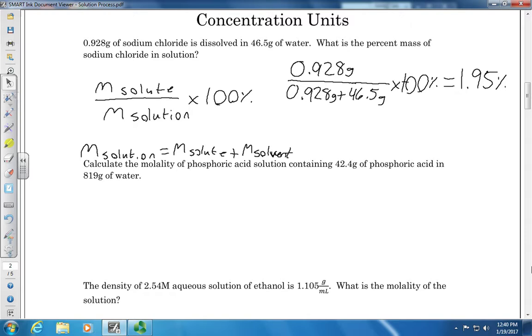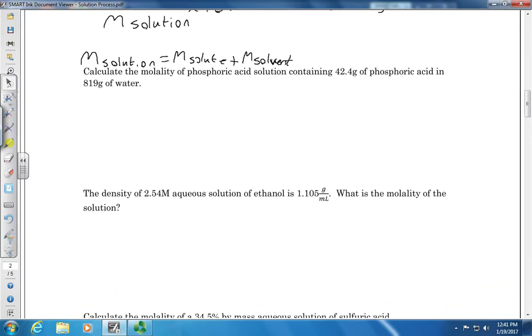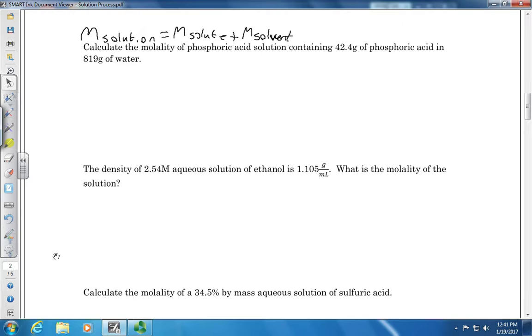So that's a relatively easy one. In fact, that's probably the easiest concentration unit that's addressed when dealing with solutions. But none of them are very hard, so don't worry too much about that. If you've gotten this far with the math, the dimensional analysis, these will be a piece of cake.